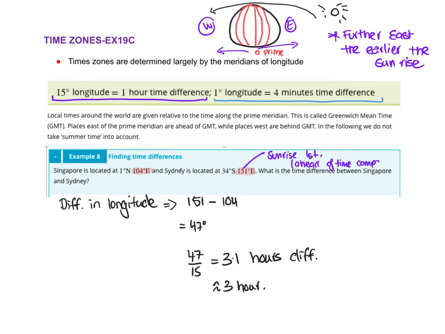compared to Singapore. Okay, just to give you an example, if it was 8 a.m. in Sydney, then in Singapore, because they're 3 hours behind, or Sydney's 3 hours ahead, it would only be 5 a.m. Okay? So that's how you'll get more questions with things like that. But the only thing you have to look at is those longitude values, which have the east and the west on them.